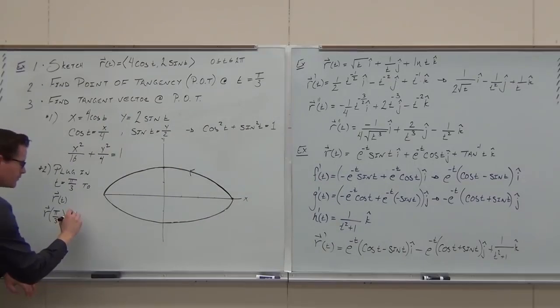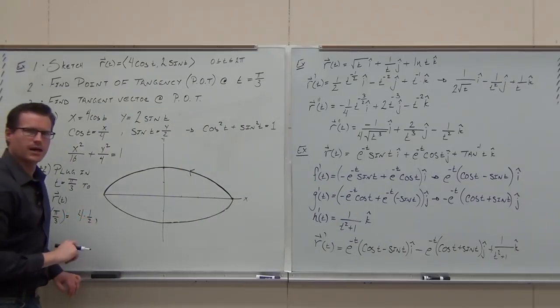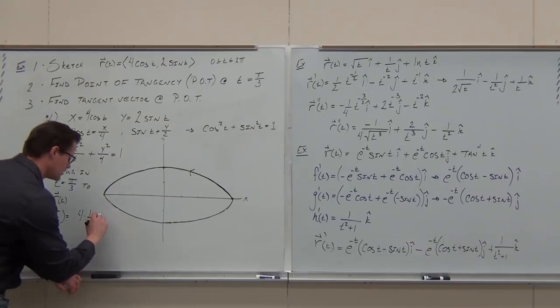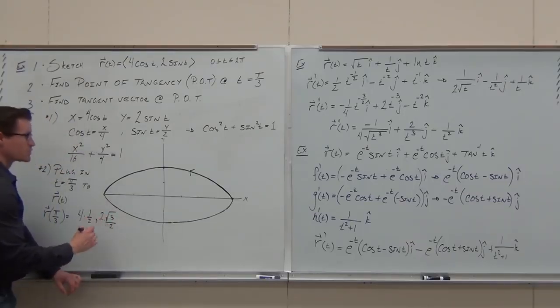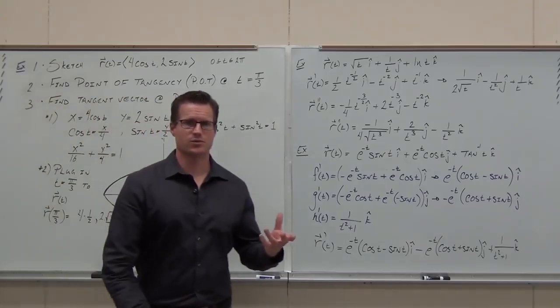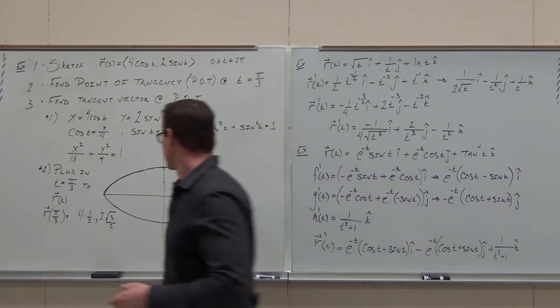Very good. So we have 4 times 1/2, and we have what? 2 times root 3 over 2 because sine of pi over 3 is root 3 over 2. Show of hands, feel okay with that one so far. Unit circle, man. Have it down.